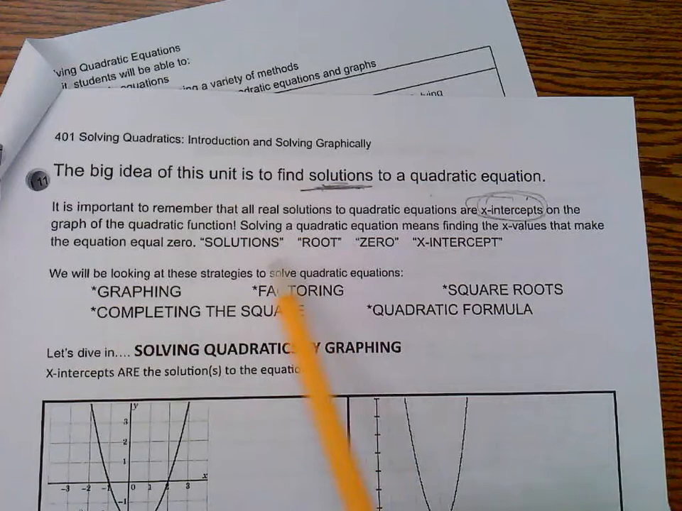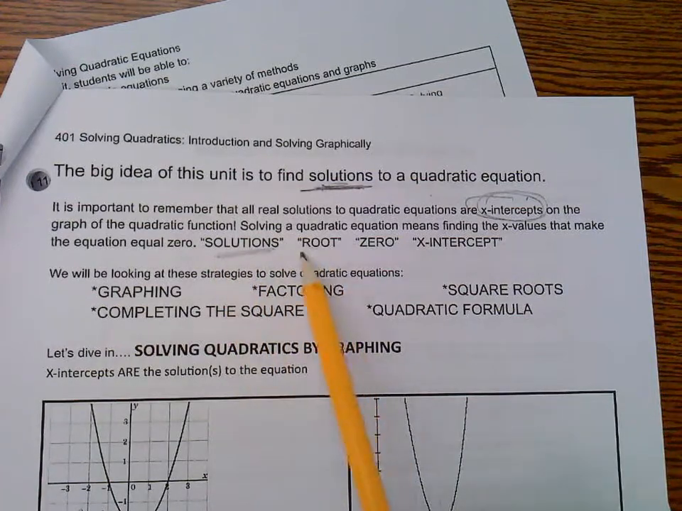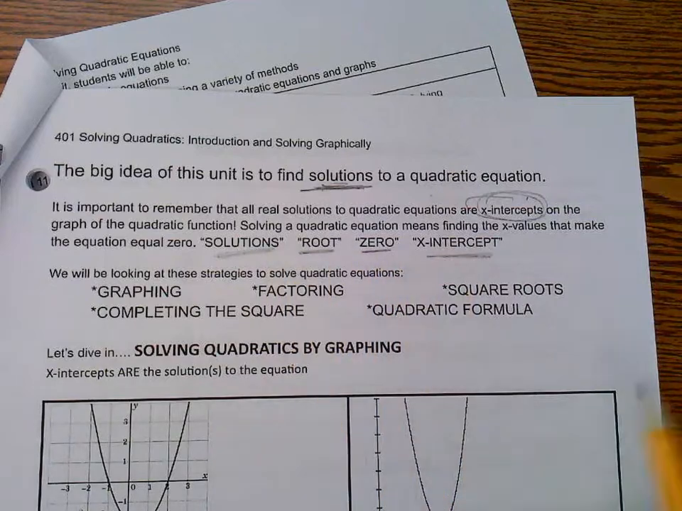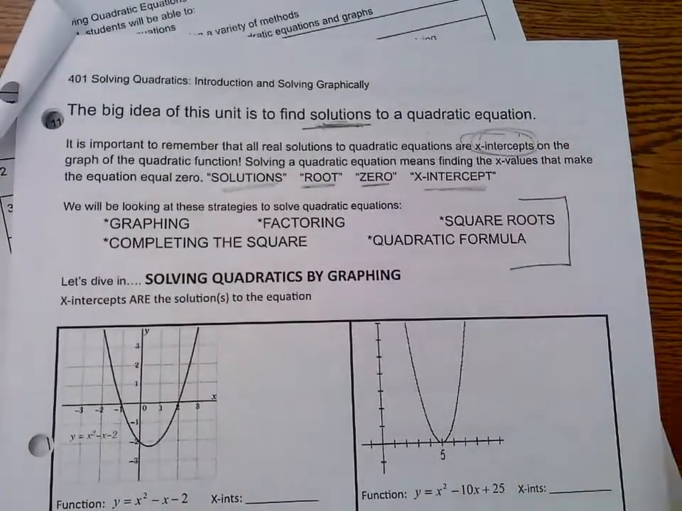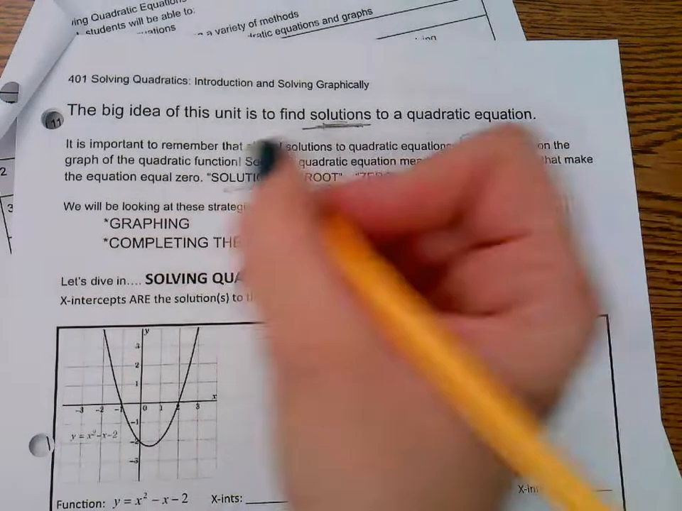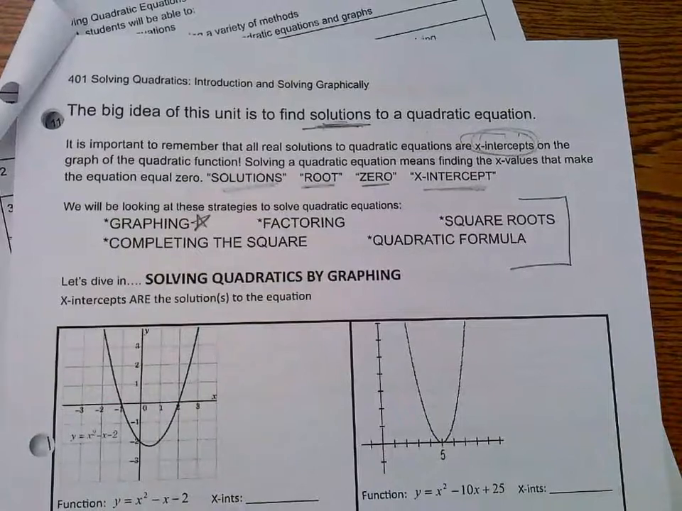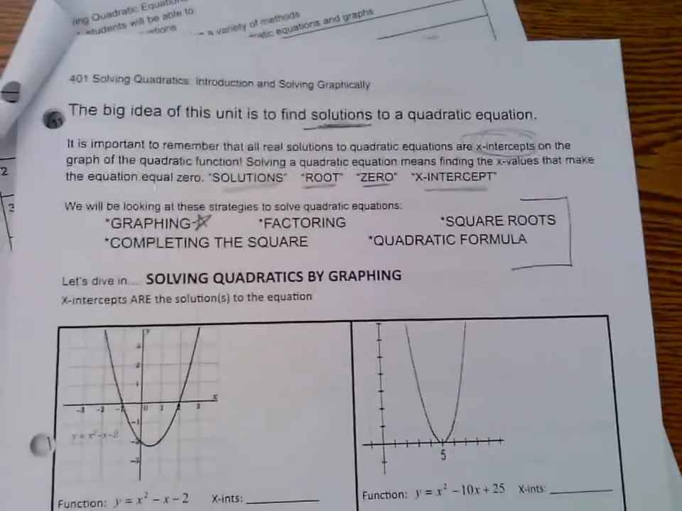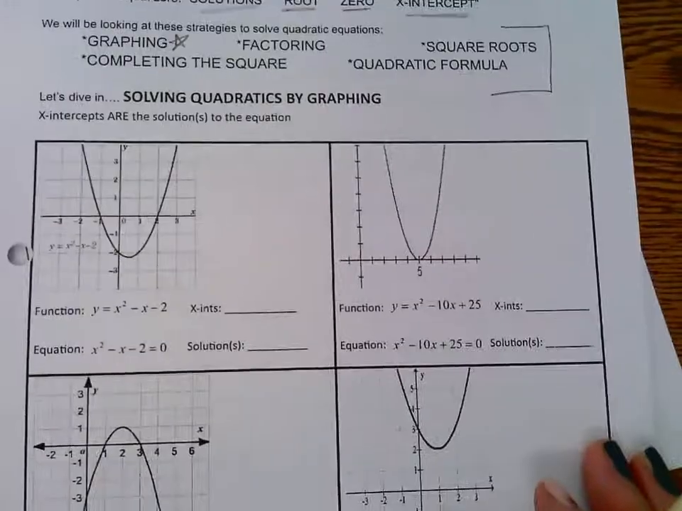They might be referred to as solutions or a root or a zero or an x-intercept, but this is all interchangeable vocabulary. And so we are going to look at all these different strategies to find solutions to a quadratic equation. So guess which strategy is coming first? Graphing, because we just finished a unit on graphing. So let's look at some examples when you are solving quadratics graphically.